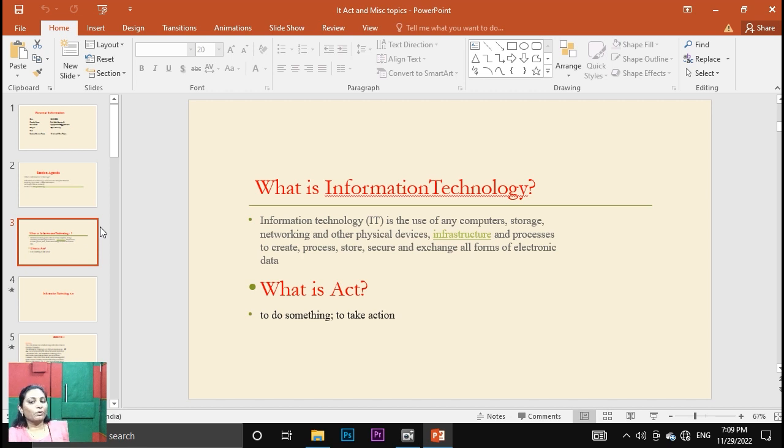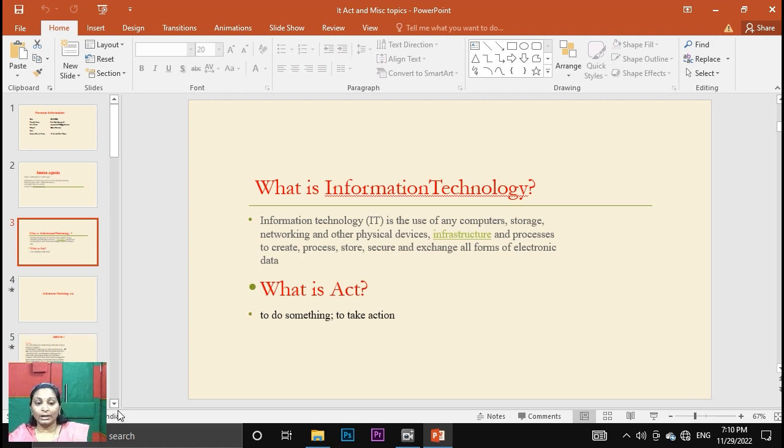The data in electronic form, we can create, we can process, we can store, and we can secure or exchange that data. For example, we can use email, or we can store the data in the computer in a Word file. These are electronic data which is stored in the form of zeros and ones.